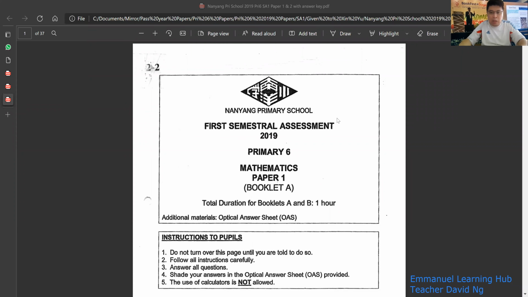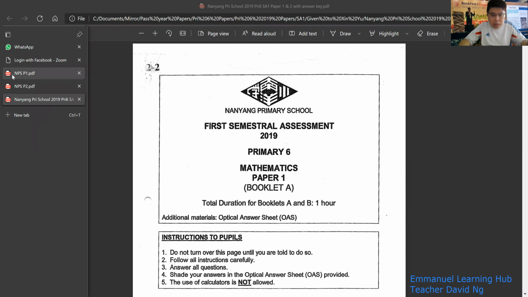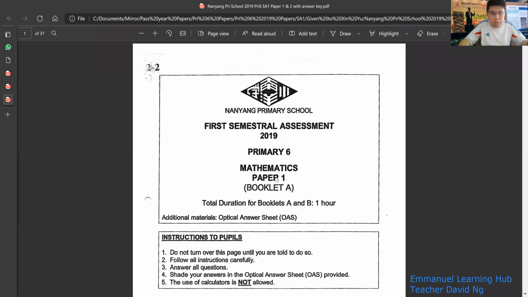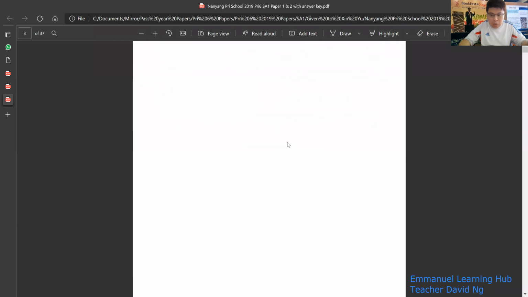Okay, today's lesson, we're going to take a look at the Nanyang Primary School SA1 2019 of Primary 6, Paper 1 and Paper 2. I will only be looking at the questions that my student had asked me. So the first question that I'm going to look at is question 12 for the MCQ. Okay, question 12.